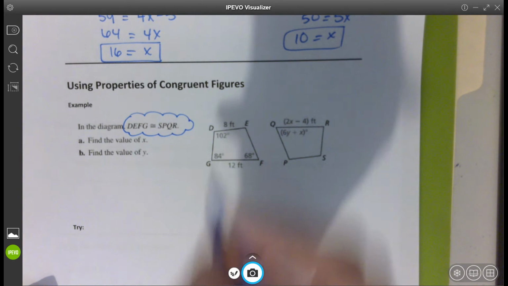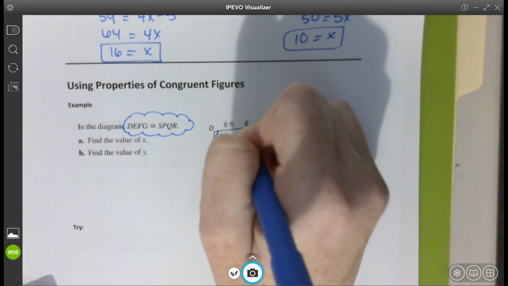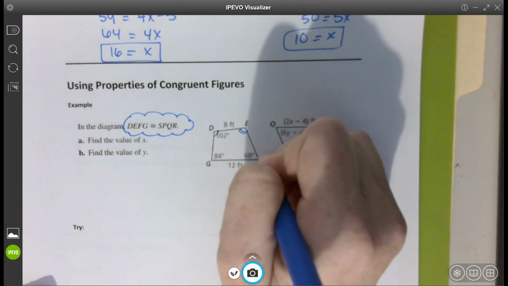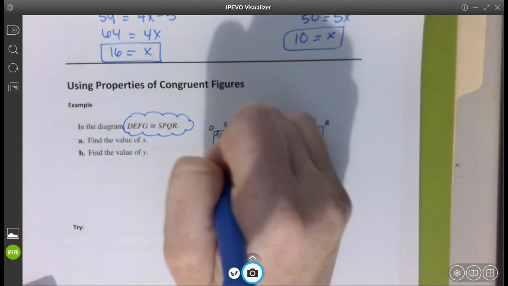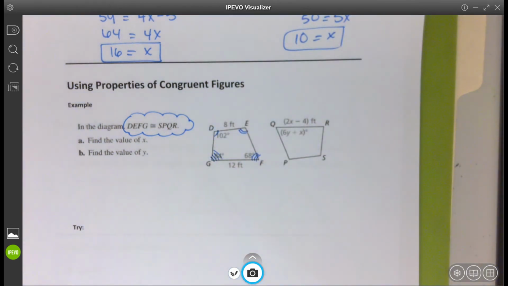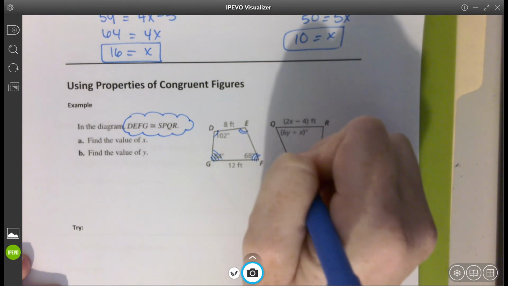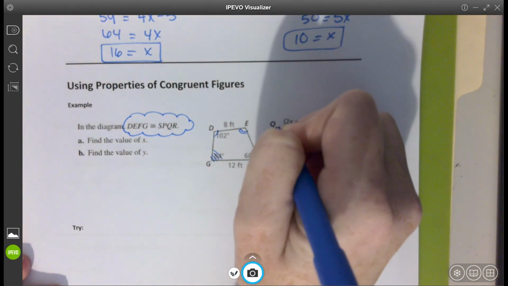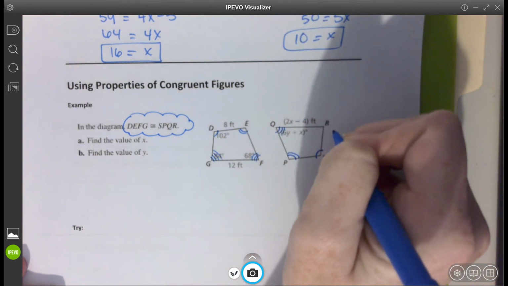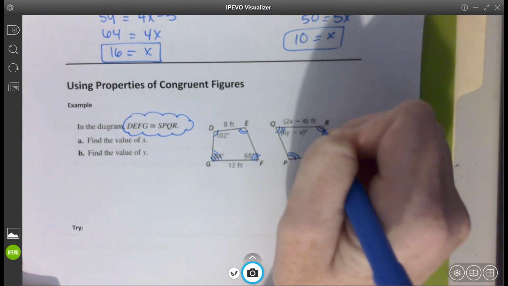So first I'm going to mark angles. So D gets 1 curve marking, E will get 2, F is going to get 3, and G will get 4. 1, 2, 3, 4. So that's what I mean by messy. It's covering up some of the stuff, so I try to go very light on it. I'm going to do the same thing in the other diagram. So S gets 1 curve marking, P will get 2, Q gets 3, and the last one, R, gets 4. 1, 2, 3, 4.